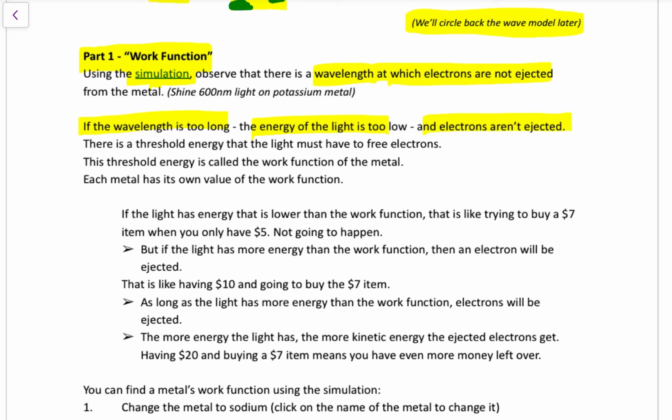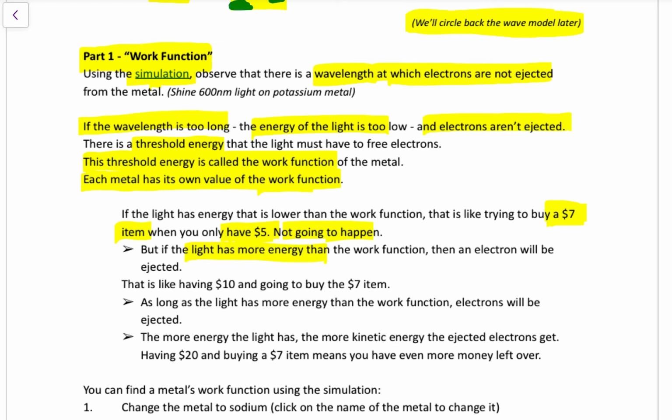That threshold energy that you have to match, that you have to have at least that much energy to free an electron, is called the work function. And every metal would have its own value of the work function. So in that simulation, if you clicked on the one plate, you could toggle between magnesium and cesium and silver, between different metals. The difference would be each metal would have its own work function. The work function is kind of like the cost of the item that you went to buy. If you went to the store with $5 to buy a $7 item, $7 is like the work function, $5 is below that, you're not going to be able to buy it.